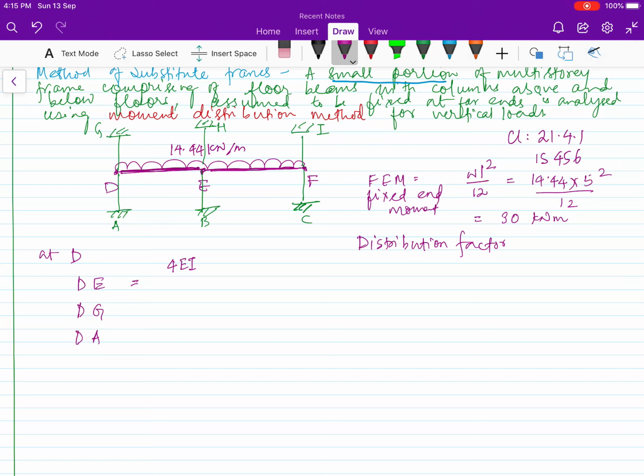How this formula 4EI by L has come is also there in this same playlist video I have made, how the carryover moment is half, how the stiffness is 4EI by L and how the distribution factor is calculated. So 4EI by L, for DE the length is 5 meter, by summation of all the stiffness. So for DE it is 4EI by 5 plus for DG 4EI by L, where the length is 3 meter, so 4EI by L. Same below also, length is 3 meter. Okay, so this comes 0.3125.